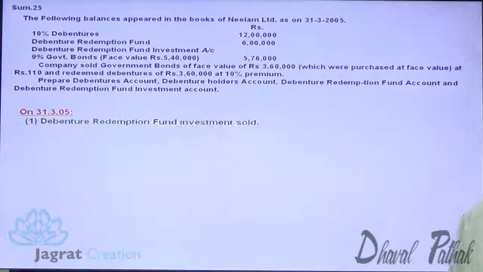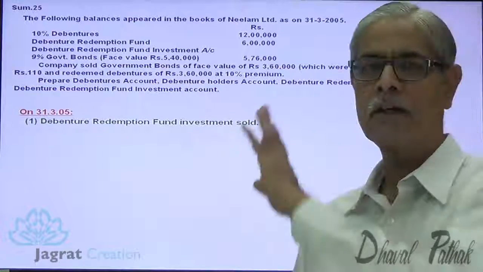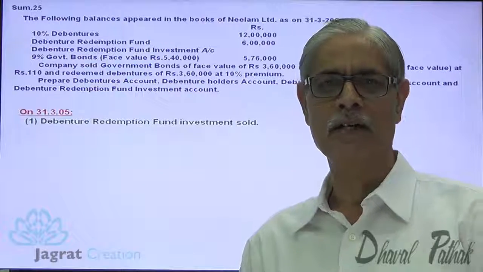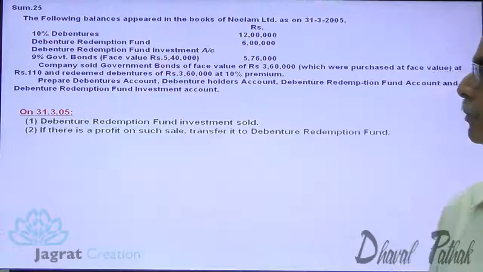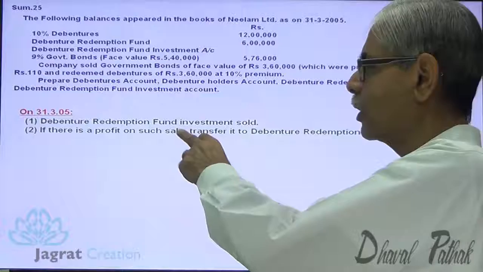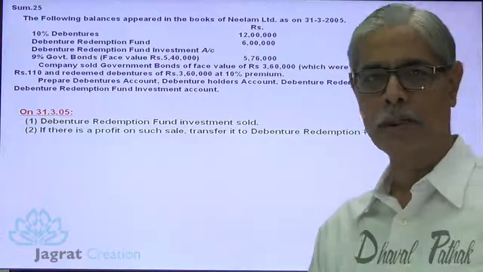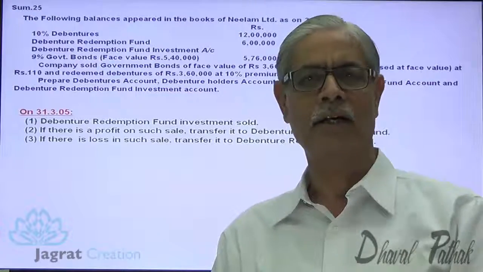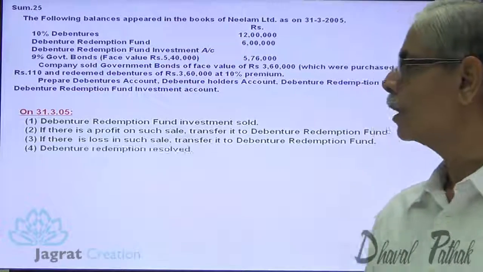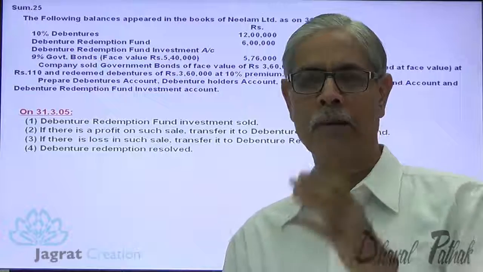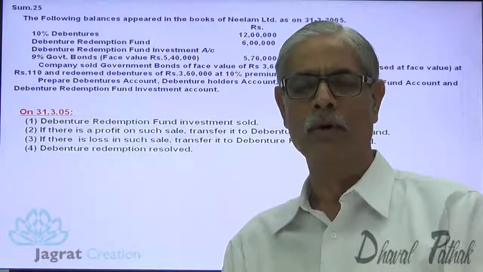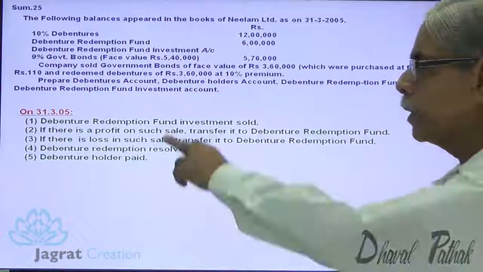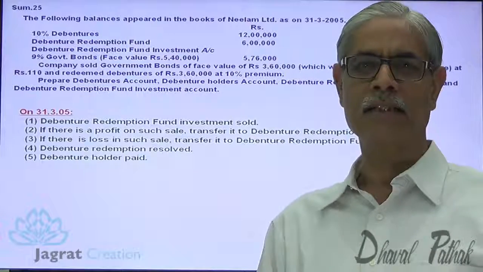So, first of all, how many transactions am I supposed to record? The first transaction is that debenture redemption fund investments are sold. Profit or loss on sale of such investment is to be transferred to debenture redemption fund. If there is a profit on such sale, it is transferred to debenture redemption fund account. If there is a loss, that is also to be debited to debenture redemption fund account. Now, debentures are redeemed. So, debenture account debit, debenture redemption premium account debit, to debenture holders account credit. Debenture holders are paid. So, these are the transactions.